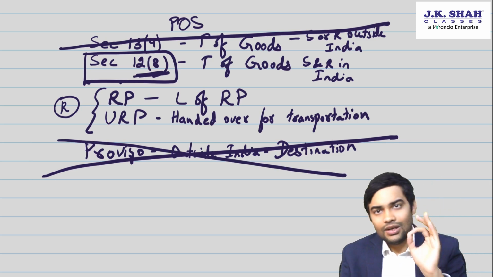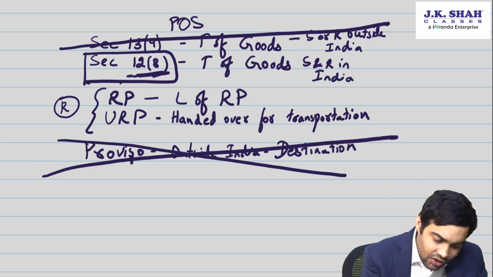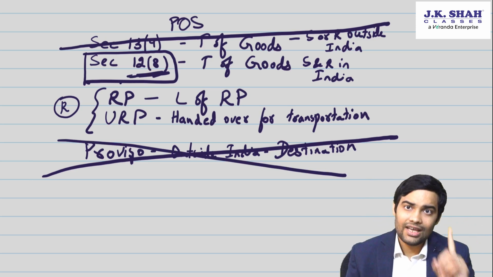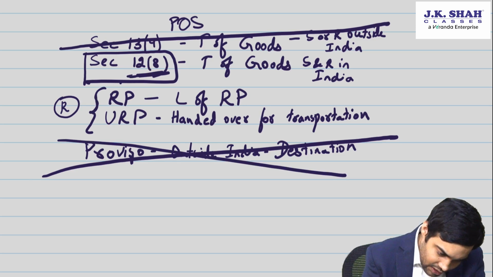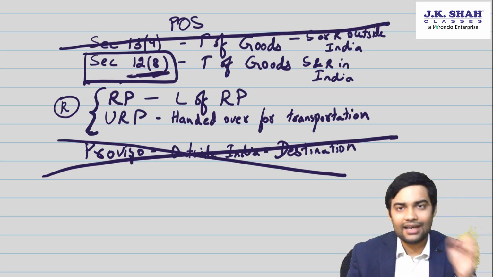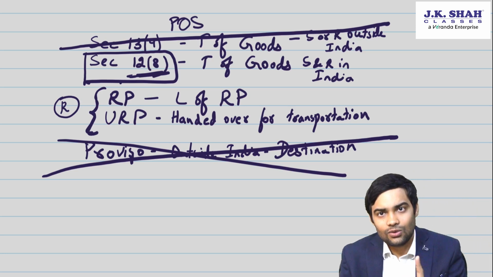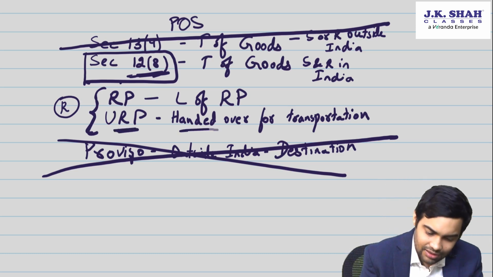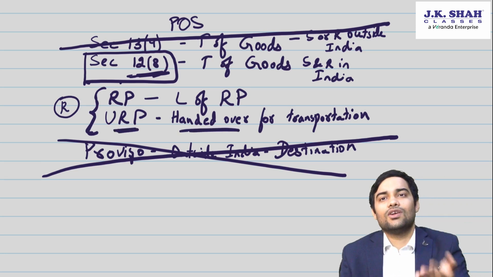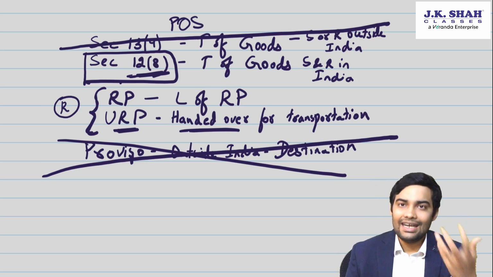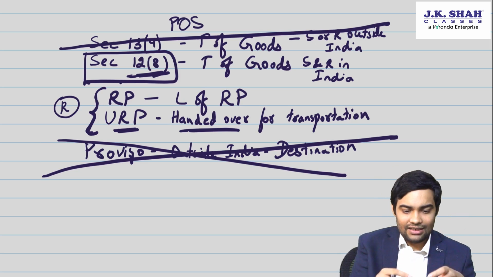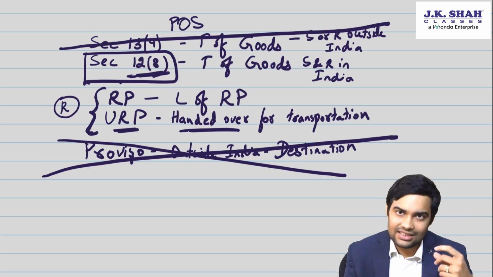So as only the proviso is deleted, it will not go under the general provisions of 12.2. 12.8 RP URP is even today intact: if it is provided to a registered person, location of registered person; if it is provided to unregistered person, where the goods are handed over for further transportation. Handed over does not mean delivery. Handed over means where the goods were given to the courier agency.